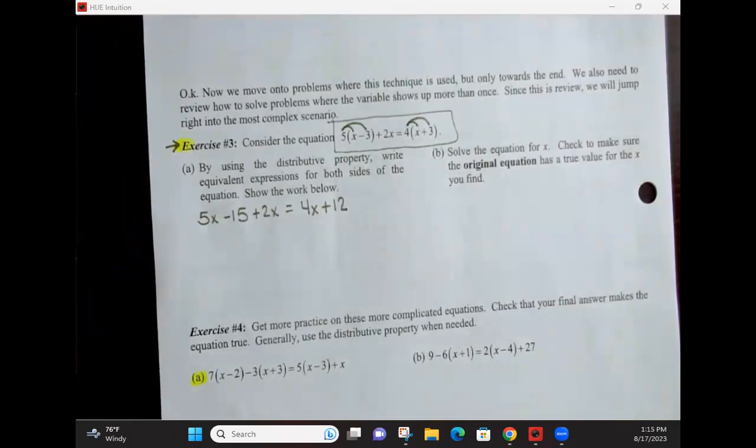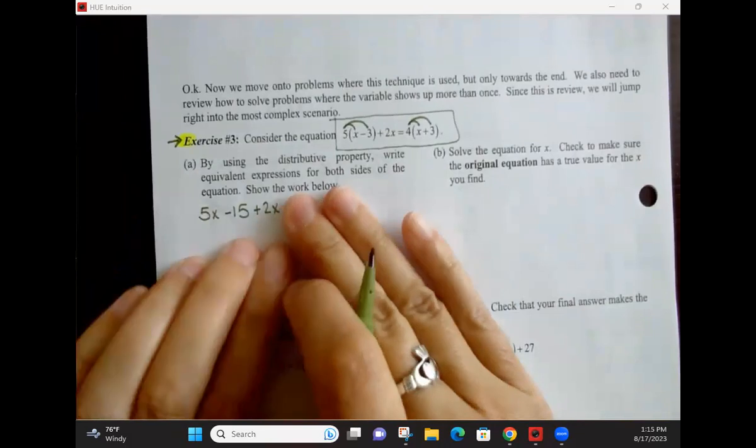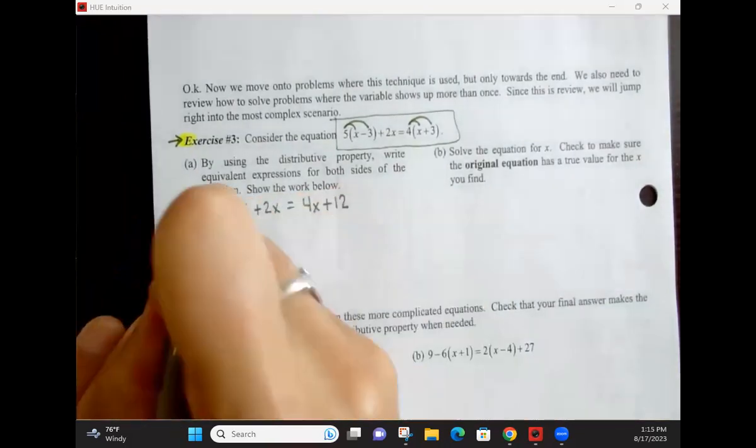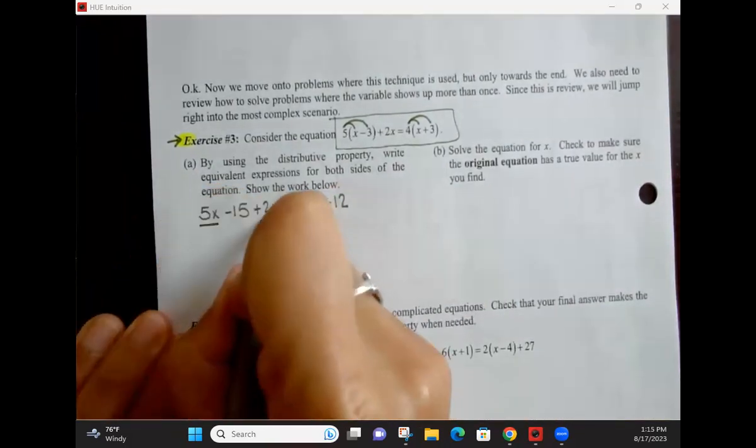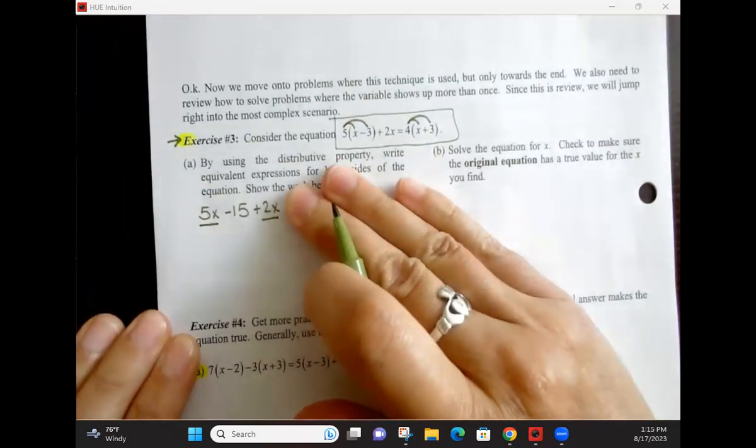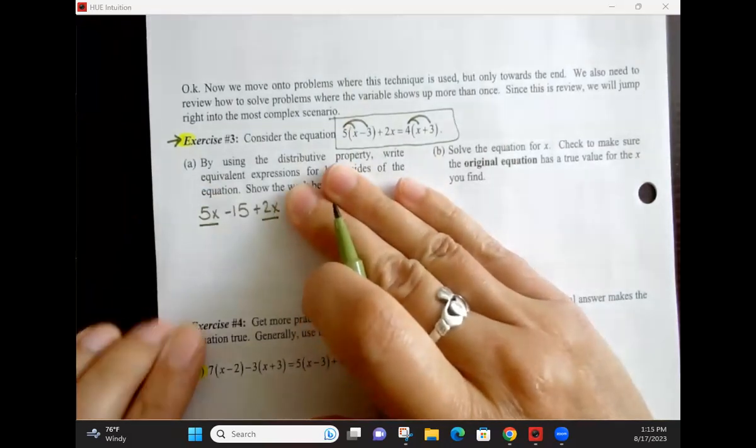So everybody's out there in the open. Now let's combine our like terms. That means things that have x's that are on the same side already, we're going to start there. On the left-hand side, I've got a 5x and a 2x. They're already on the same side. They're just not together. So we're going to combine them.